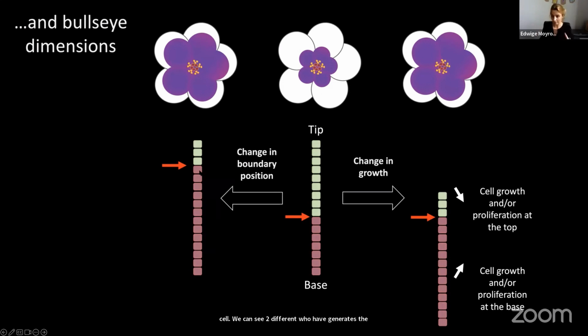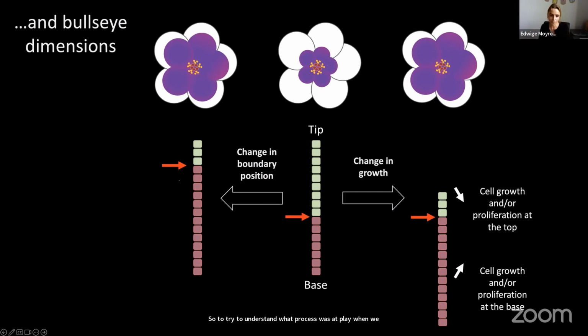We can see two different ways of generating the bigger bullseye. Either you can modify patterning mechanism. So now the boundary is specified higher up along the base to tip axis of the petal. Or you can maintain patterning mechanism as in the reference line, but instead you change growth either side of the boundary, either by modifying cell expansion or cell proliferation. For instance, if you reduce growth in the top and expand growth in the bottom, you can generate a bigger bullseye.